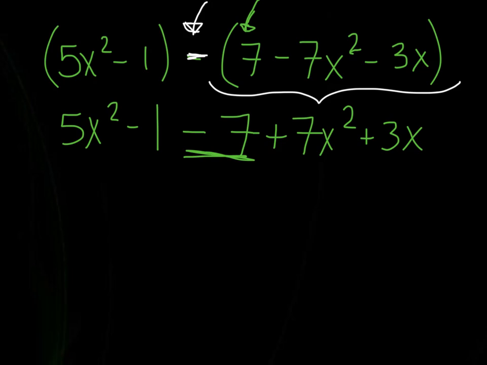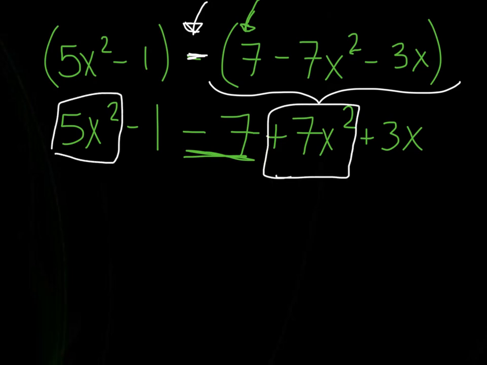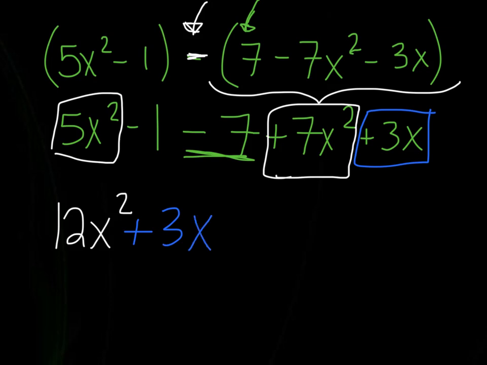Now that we've written the problem without the brackets, it's essentially the exact same type of problem we've been doing before, where we're just combining like terms. So let's start with our x squared terms. We've got 5x squared plus 7x squared, and that will combine to get 12x squared, because 5 plus 7 is 12. Okay, next we're looking at our x terms. Again, there's only one here. It's plus 3x, so that stays the same since it's the only one. And then we have our constants. Negative 1 minus 7 would get us negative 8.